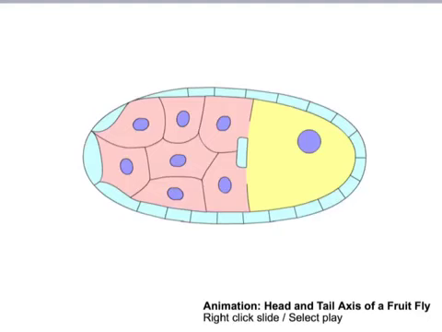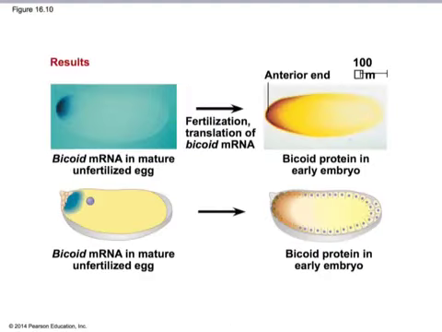All right? That's an animation. Okay, so here's sort of the results. Here's your bicoid mRNA in the mature unfertilized egg. All right, so you have the actual results up top, right, picture from up top, and then you have the sort of graphical representation of that. Fertilization, translation of the bicoid mRNA. Here's your bicoid protein in the early embryo, showing your bicoid mRNA is on one side, and it sort of forms a concentration gradient across the side.